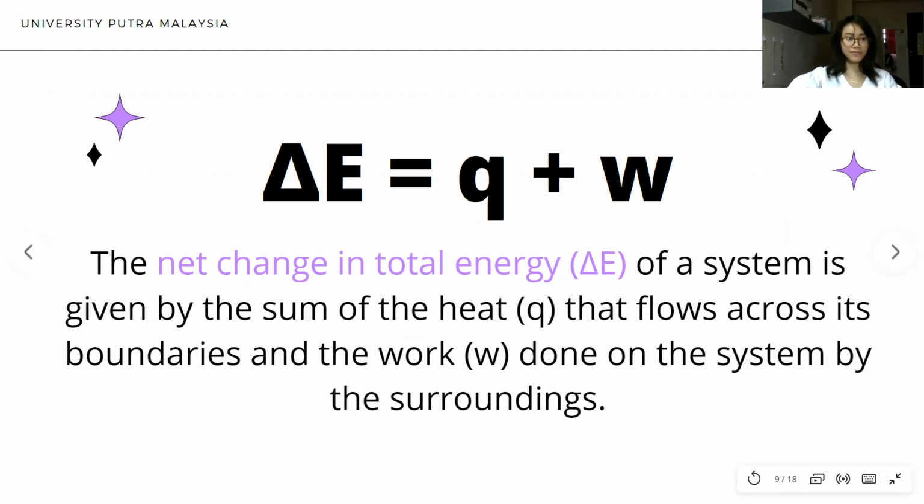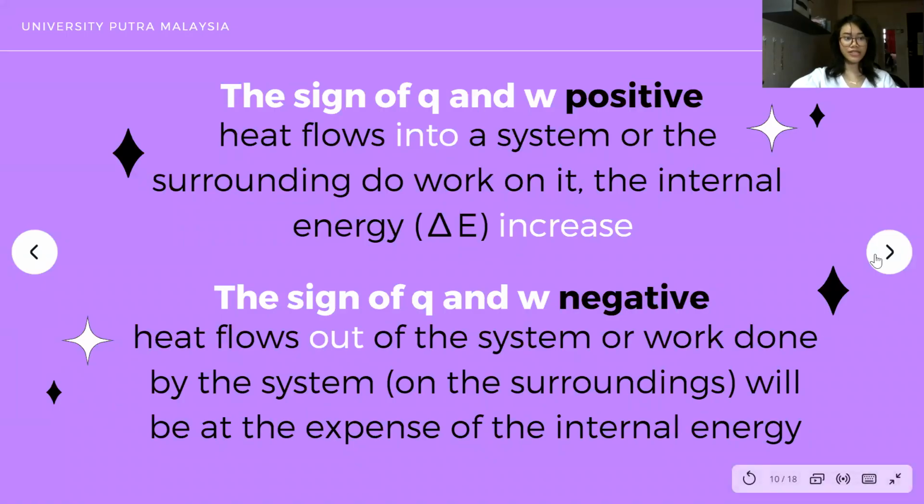This law says that there are two kinds of process, which are heat and work. These two can lead to a change in the net energy of a system. Like I said earlier, if heat flows into a system or the surroundings do work on it, the internal energy will increase. Therefore, the sign of heat and work will be positive. If heat flows out of the system, or work done by the system on the surroundings is at the expense of the internal energy, then the sign of heat and work is negative.